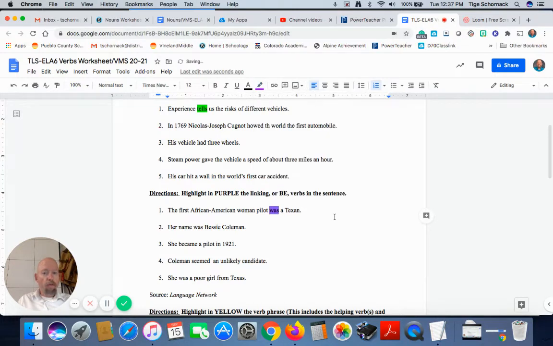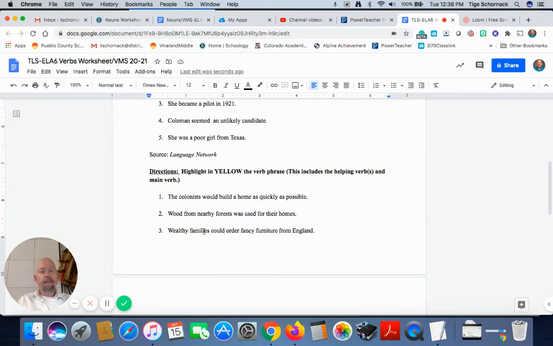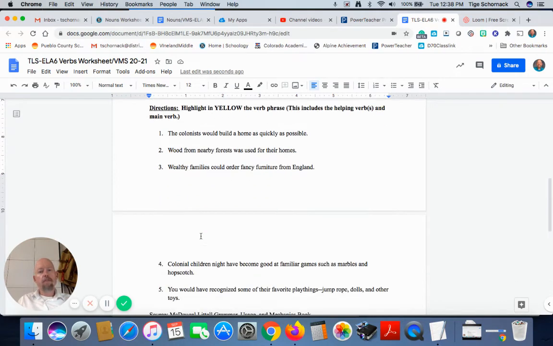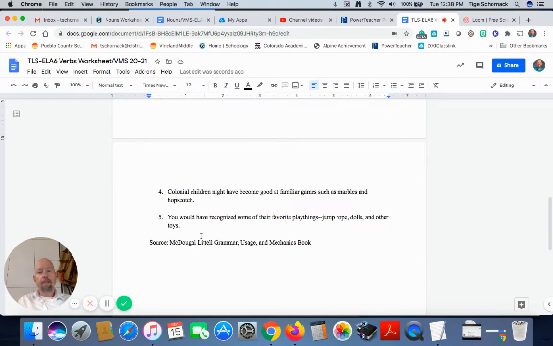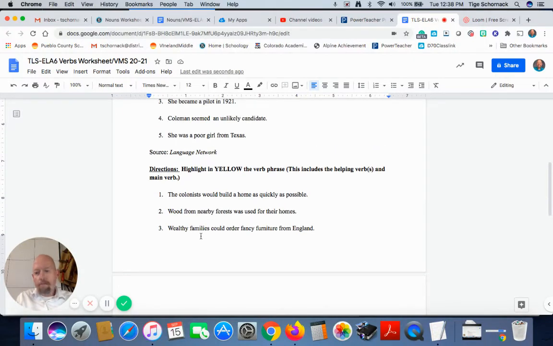We're going to make that purple or violet. So again, there's one verb in each one of these. So 5, 10. Now, in the last one, which again, make sure you are scrolling down all the pages. Do not just go to 3 and decide to not look down. You're going to highlight in yellow the verb phrase. This includes helping verbs and the main verb.